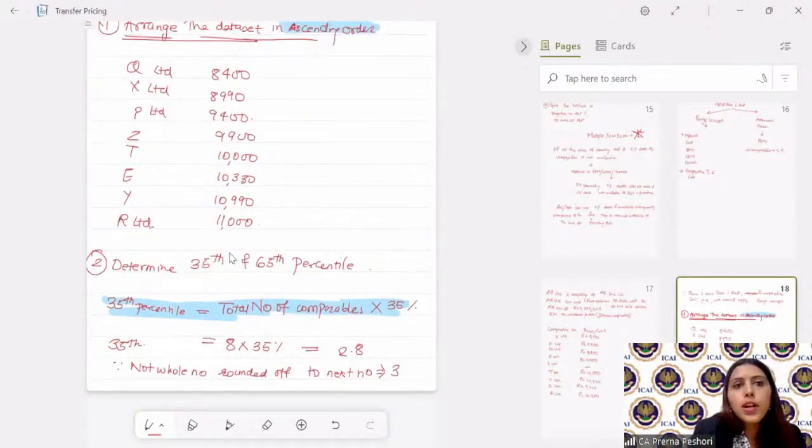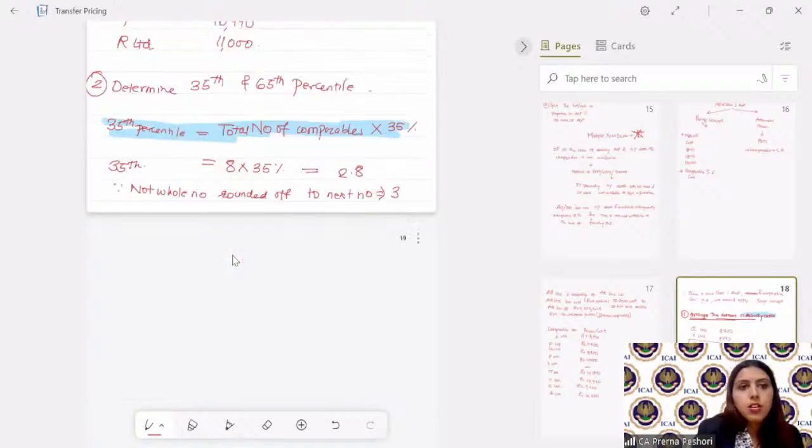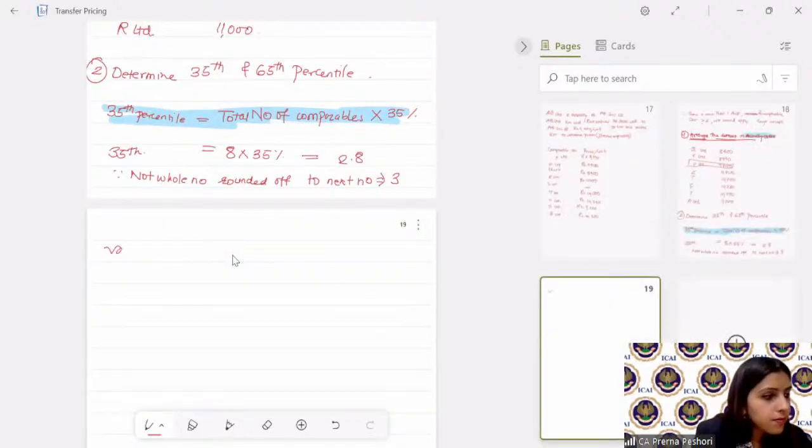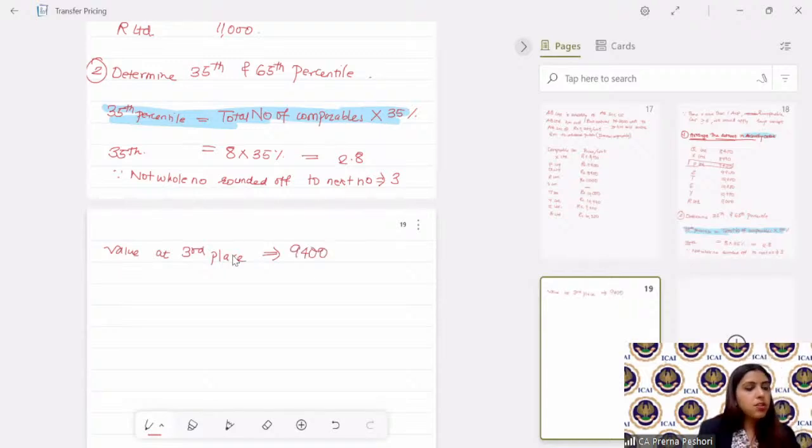Now the value at the third place in the ascending order is your first range. So the value at third place will be your first range. If this is not a whole number, then round off to the next number.